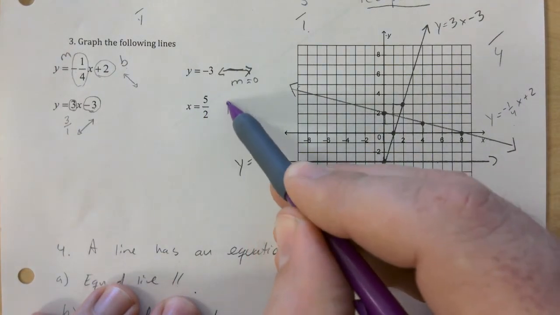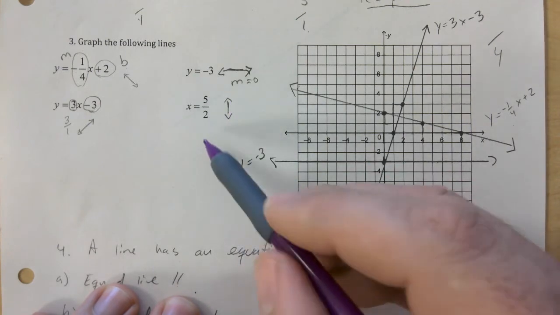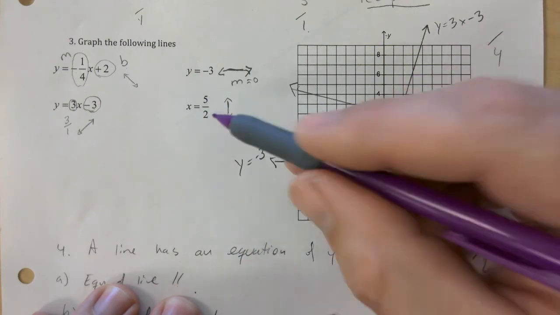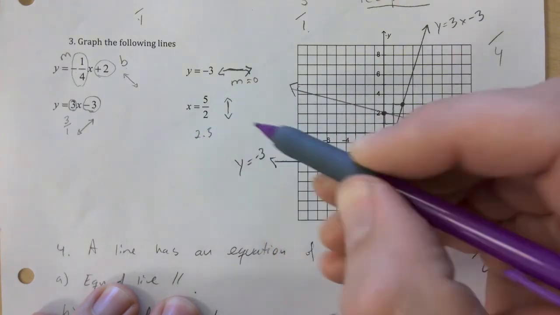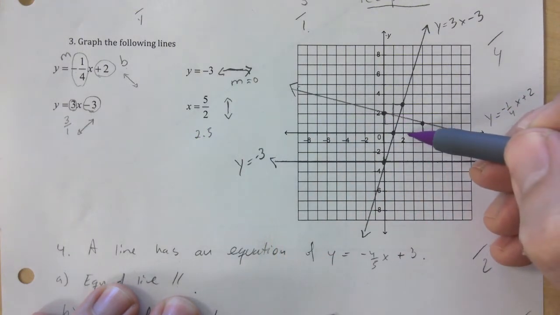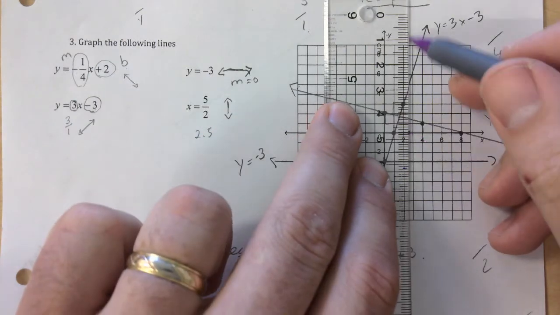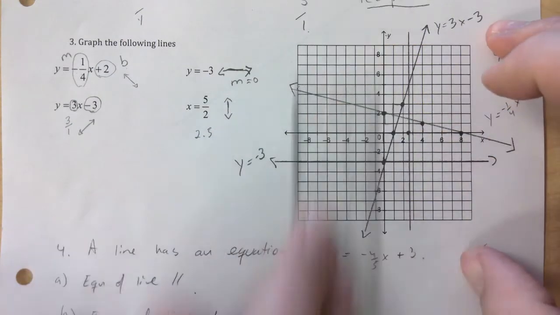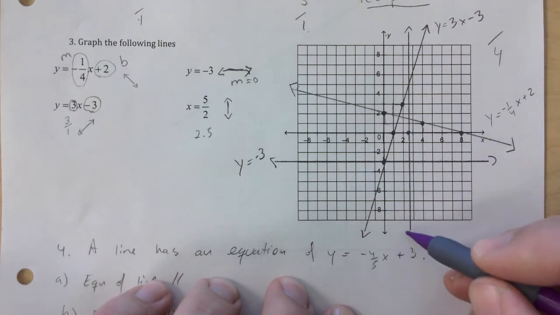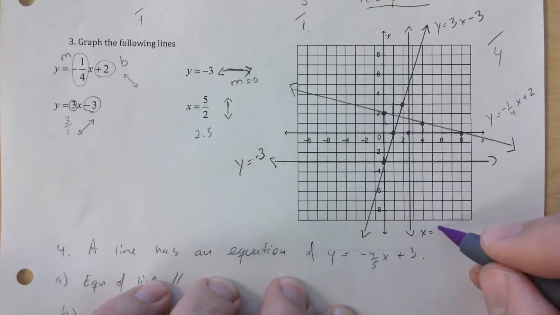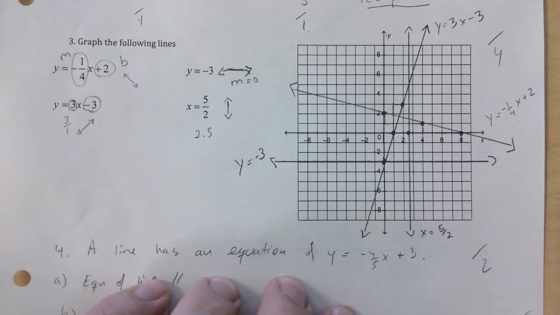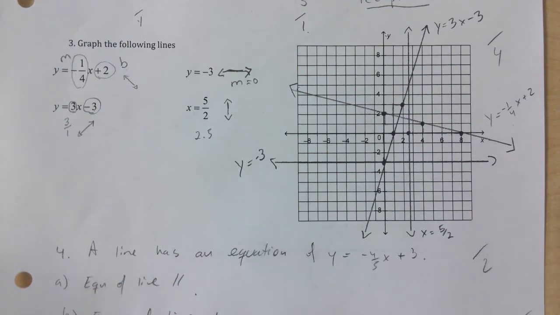And then this is a vertical line. Slope is undefined here. 5/2 is 2.5, right? So it's 2.5 right there. Just a vertical line. X equal to 5/2. So 4 marks, 1 for each correct line. Okay.